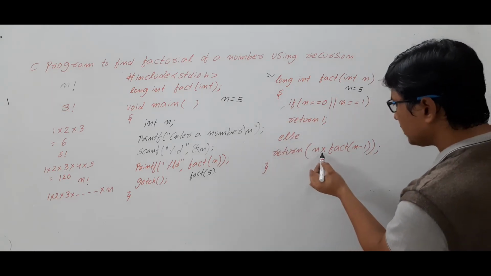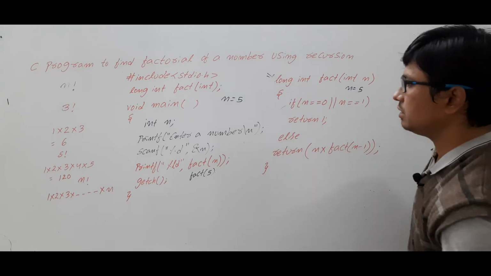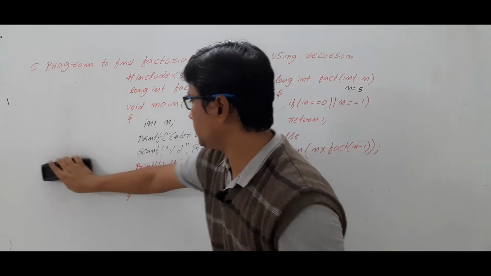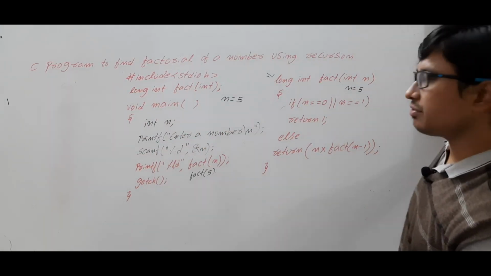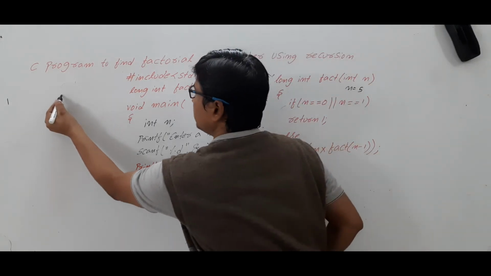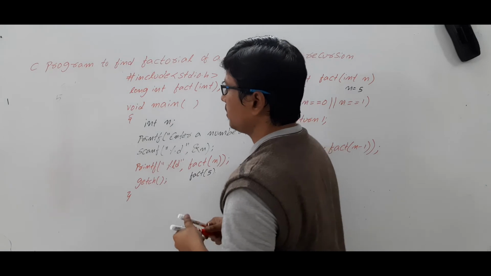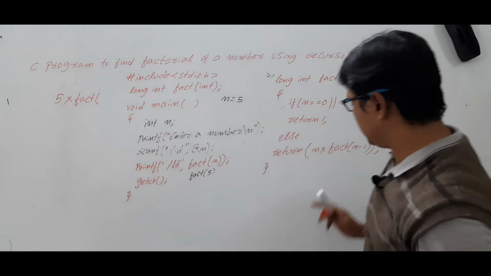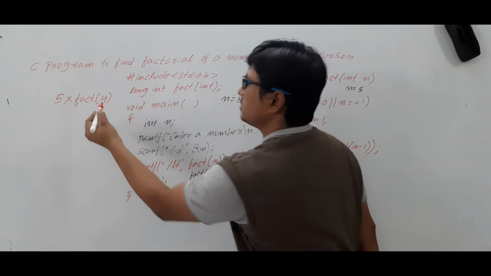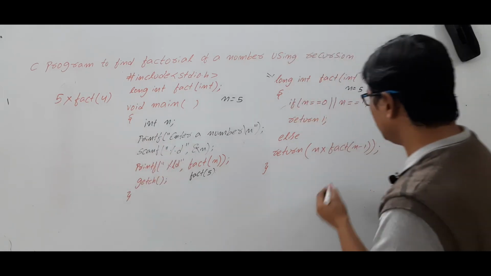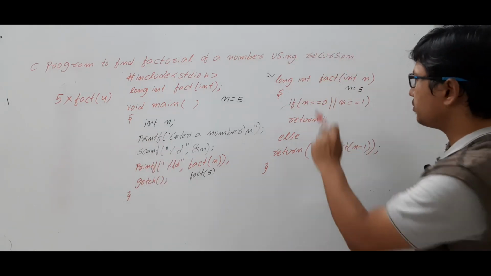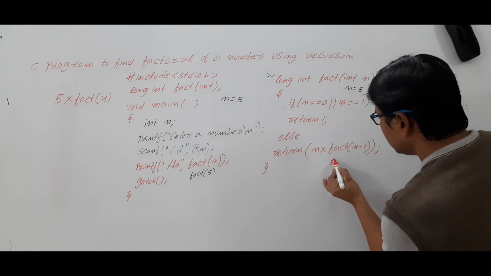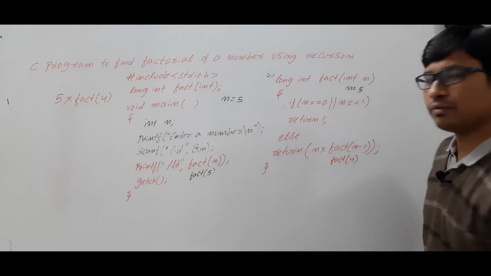Else, return n into factorial of n minus 1. Let me write here how the program is executing. Return n into factorial of n minus 1. What is the n value? 5. So 5 into fact of n minus 1, which is nothing but 5 minus 1, which is equal to 4. So again you are calling the function called fact. The fact function is calling itself, so that's why it is called a recursive function. Now it is calling the function fact with a value of 4.